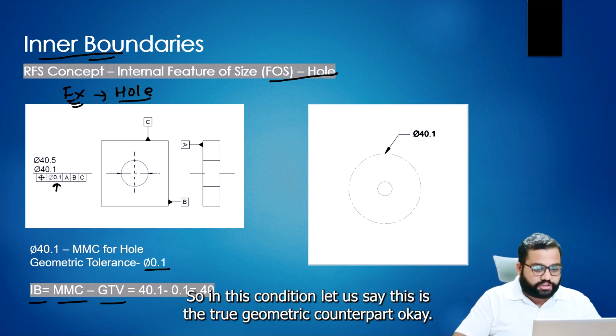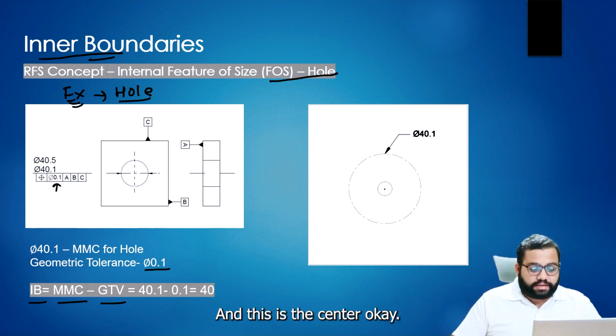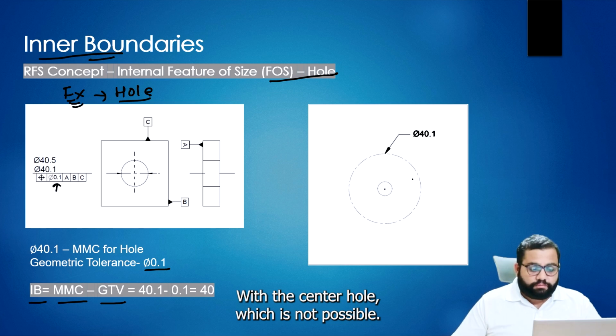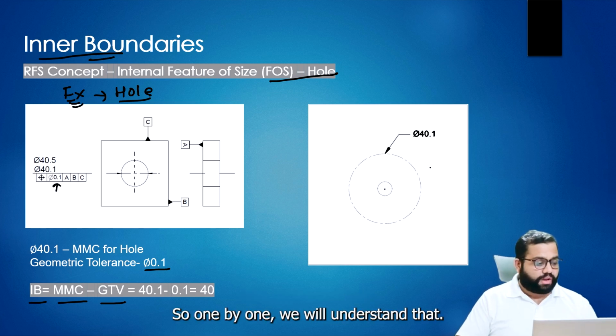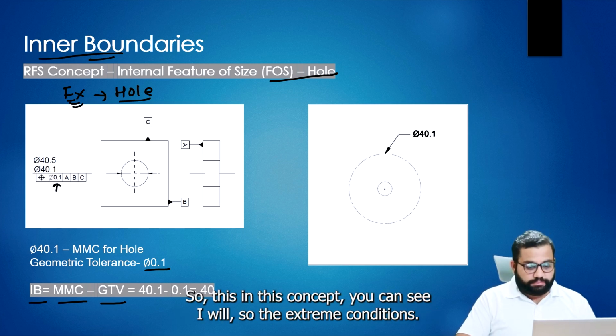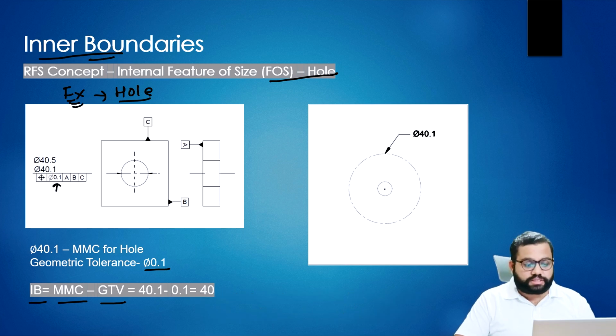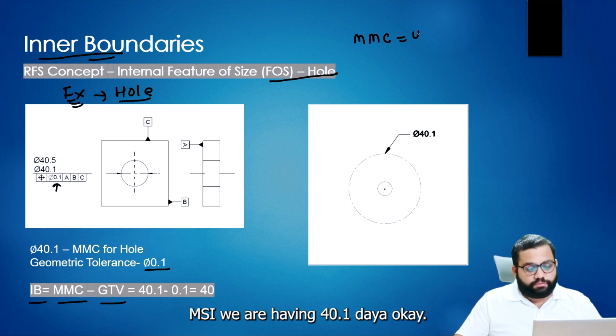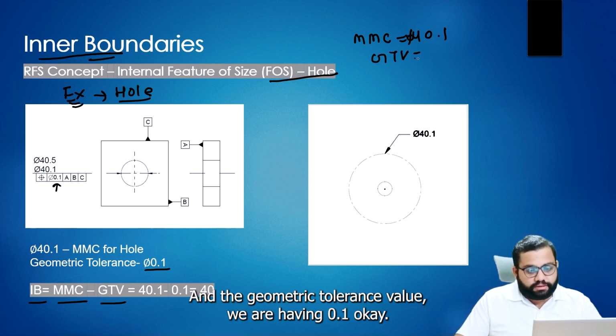In this condition, let's say this is the true geometric counterpart, and this is the center. With this center, the hole is created at the maximum material condition, which is not always possible. So one by one, we will understand what the conditions can be. In this concept, I will show the extreme conditions in which the part can be manufactured. We have MMC of 40.1 dia, and the geometric tolerance value is 0.1.